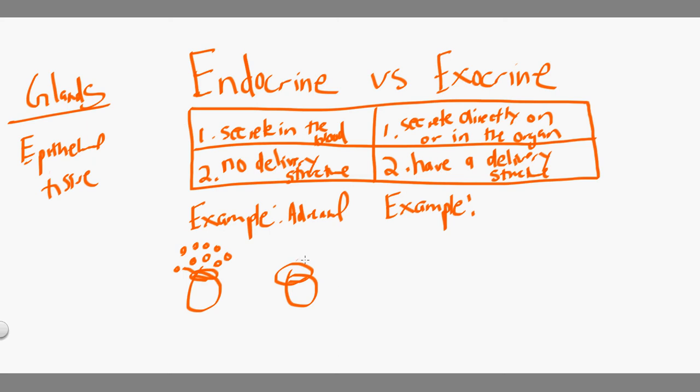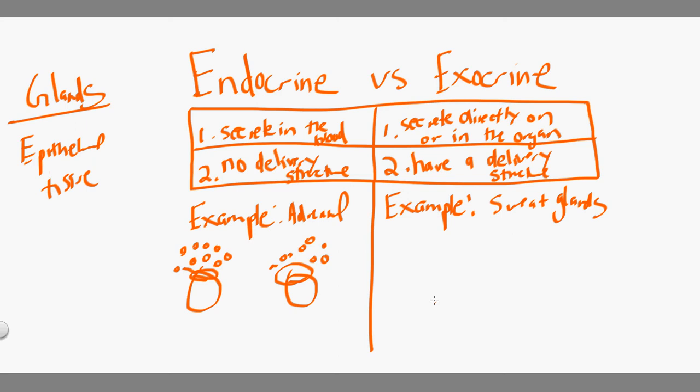Let's take cortisol, for example. Releasing cortisol, the stress hormone. So the adrenal glands are just releasing this, and these little bubbles here are just sort of floating away and going into the blood. Now, for the exocrine example, let's take sweat glands.